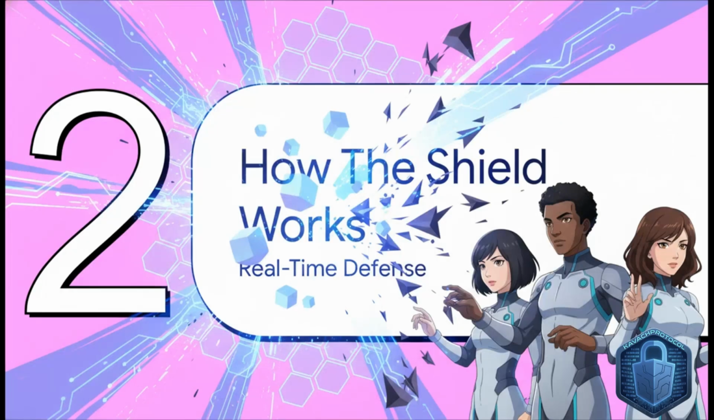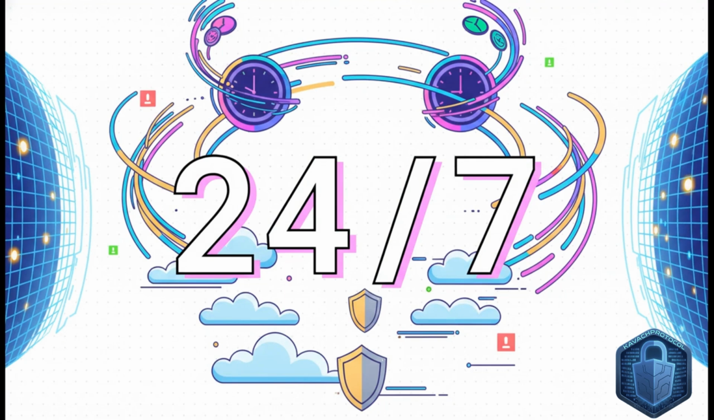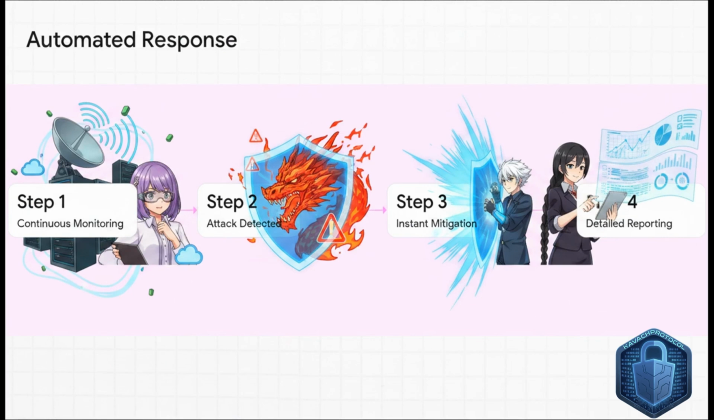All right, so we know what it covers. But how does this thing actually work? Like, when the pressure's on, what does it do? Well, first off, and this is key, it is always on. We're talking 24/7. It's constantly monitoring your application traffic patterns, always on the lookout for even the tiniest hint of a DDoS attack. And when it spots something, the response is just seamless. It's totally automated. So it starts with that continuous monitoring we just talked about. Then, the second an attack is detected, boom, mitigation kicks in instantly. You don't have to do anything. And then, after the dust settles, you get these detailed reports that break down exactly what went down.